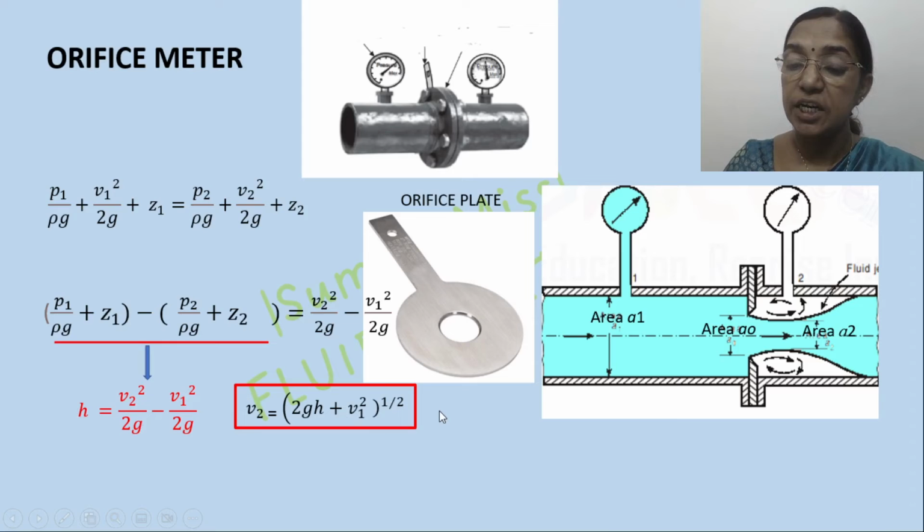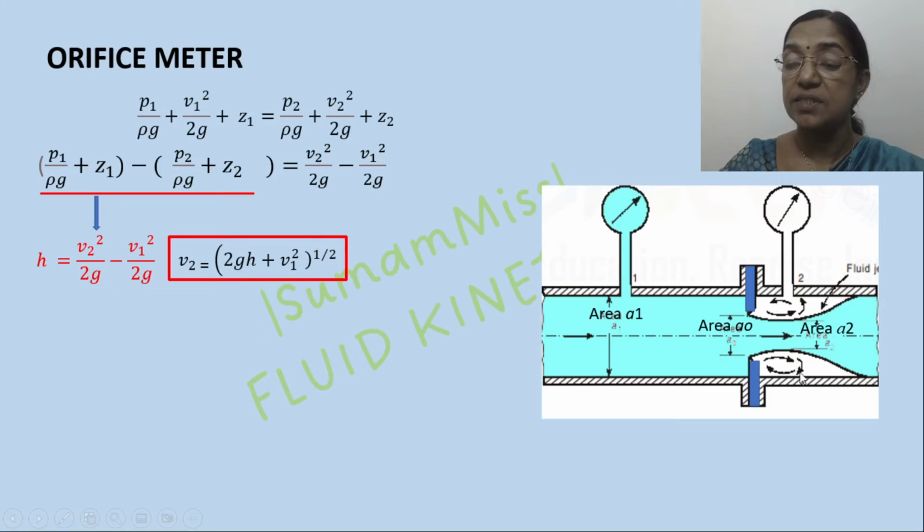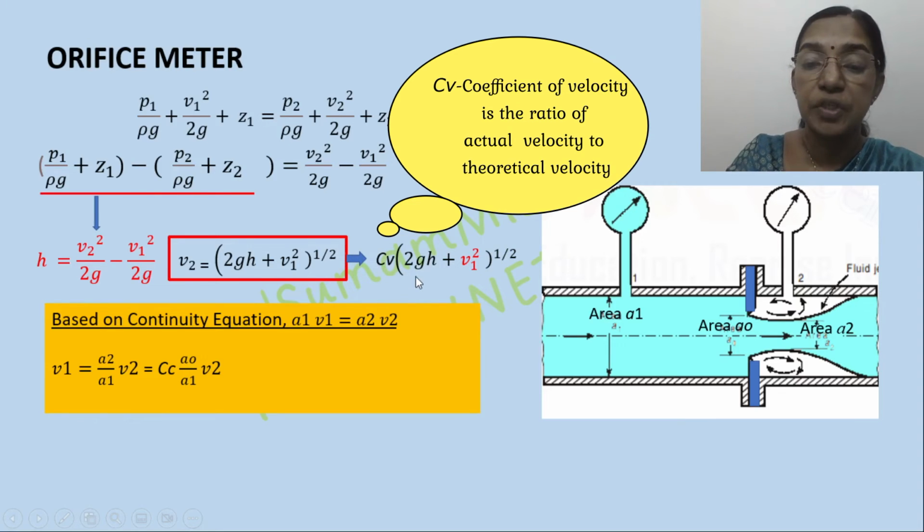Now based on the continuity equation, A1 V1 is equal to A2 V2. So V2 is the velocity at this flow area. So this is a theoretical velocity. Actual velocity at this area can be calculated by introducing a coefficient called the coefficient of velocity. So this V2 now can be written as the coefficient of velocity into V2. Cv is called the coefficient of velocity.